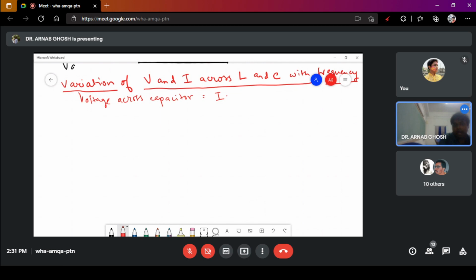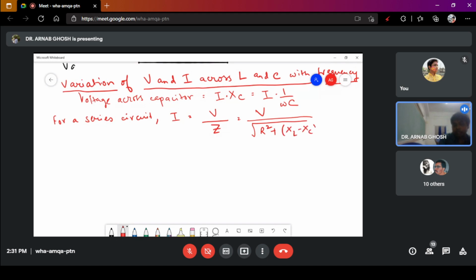Now, for a series circuit, what is I? Tell me what is I for this series circuit? Your I will be equal to V upon root over R square plus XL minus XC whole square. This was your current. Okay. So replace this value of I here.